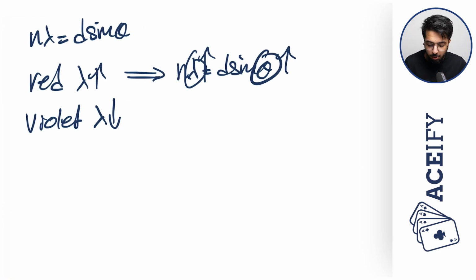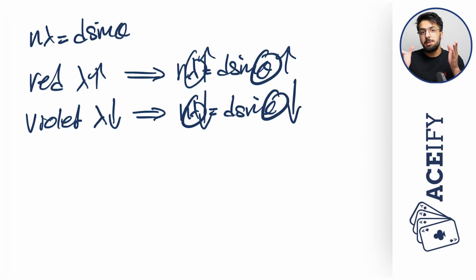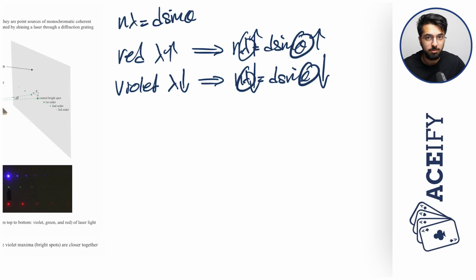Now for our violet light, using the exact same equation, n lambda is equal to d sine theta, once again, because we're shining the light through the same diffraction grating, our d value remains the same for both red and violet light. However, as violet has a shorter wavelength when compared to red light, its theta value must be smaller as well, and so therefore the maxima are closer together. And so you can write that in words.